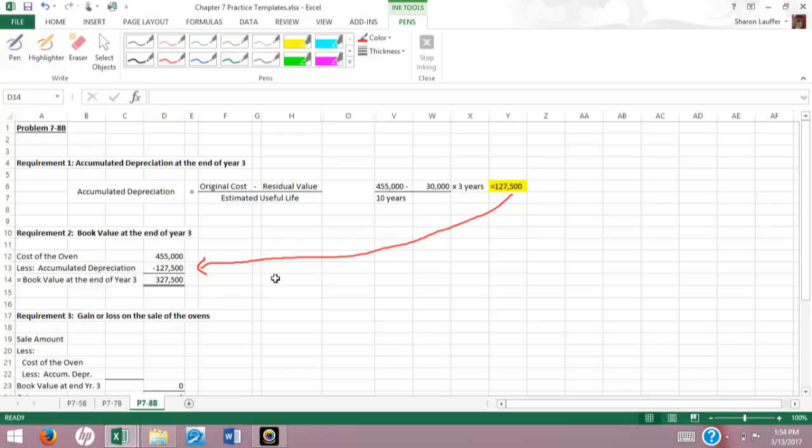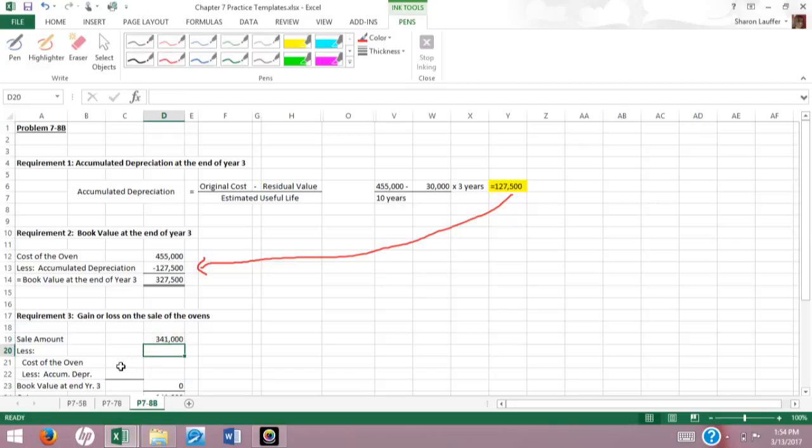All right, looking back at the book, it says requirement 3, what is the gain or loss on the sale of ovens at the end of the 3rd year? So we have to know how much we sold the ovens for. And it says we sold the ovens for $341,000. So that actually goes here.